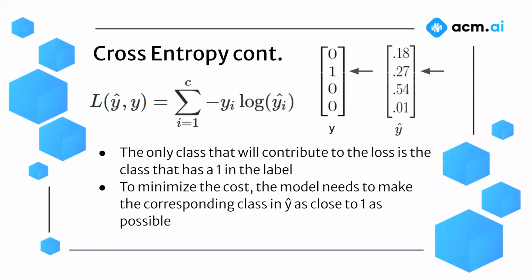And what this does, you can think of it as, okay, if you look at the first class, it is 0 up here. So y would be 0. So this entire thing becomes 0.